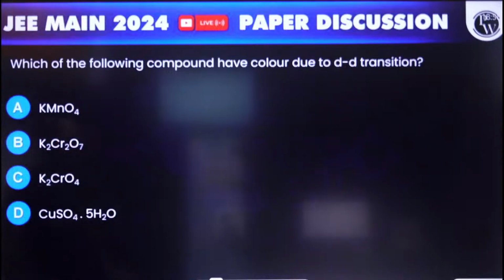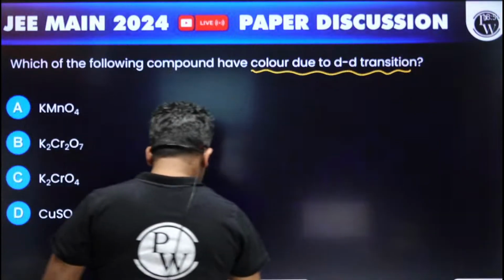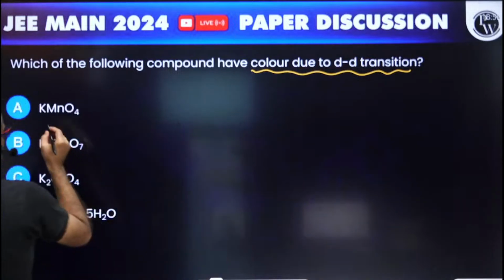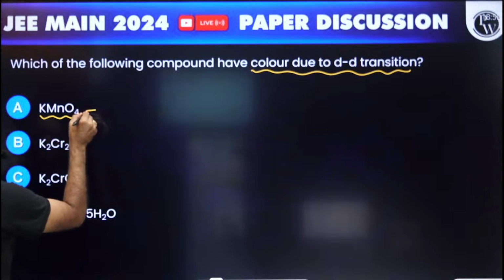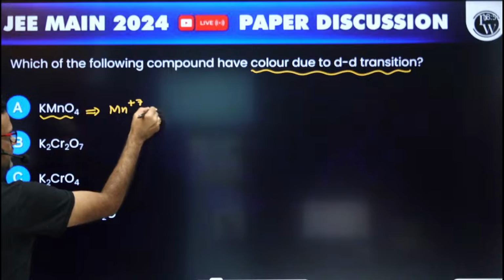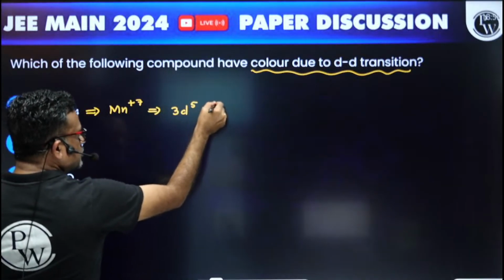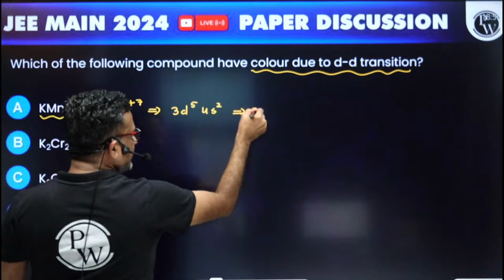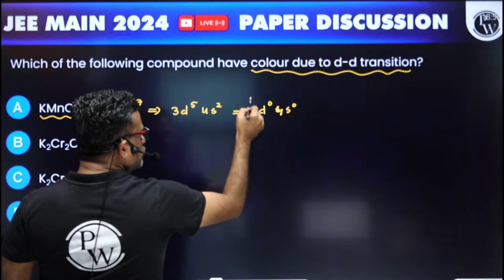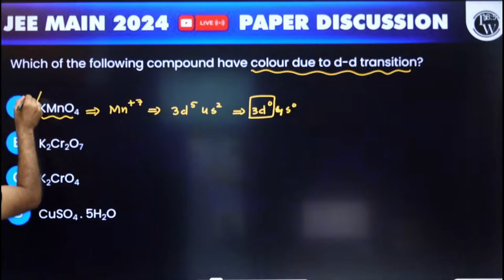Which of the following compounds have color due to DD transition? Okay. Now, here in the K-4, potassium permanganate, we are having what? Manganese is in +7 state. With +7 state, the manganese which is 3d5 4s2 will have 3d0 4s0. So no unpaired electrons in d orbital, so no DD transition.